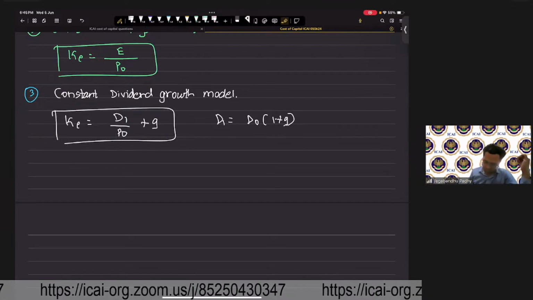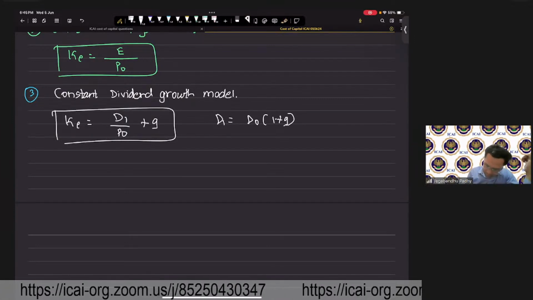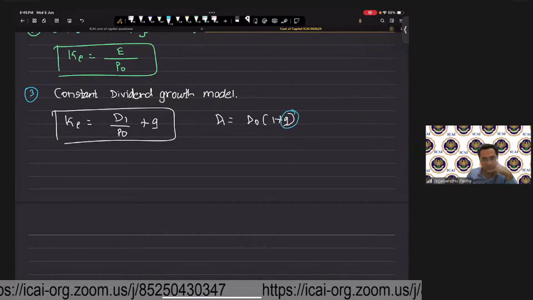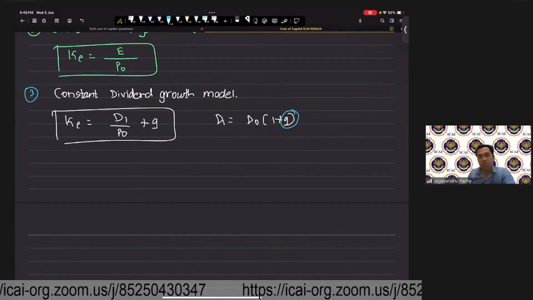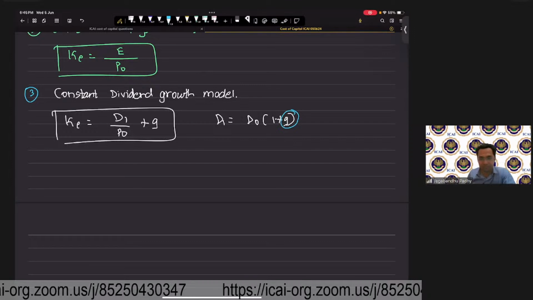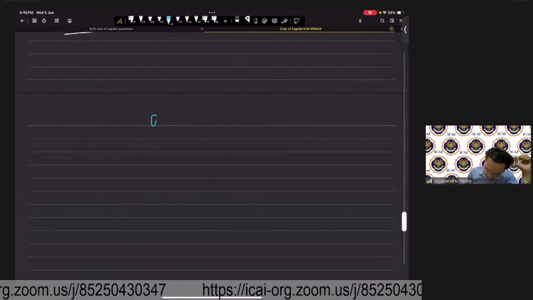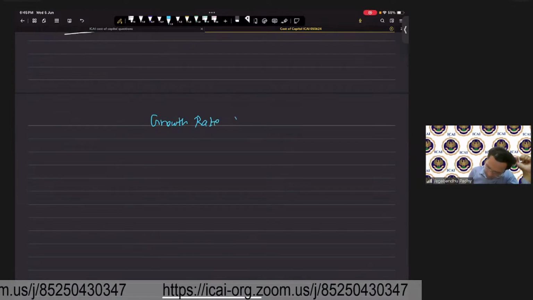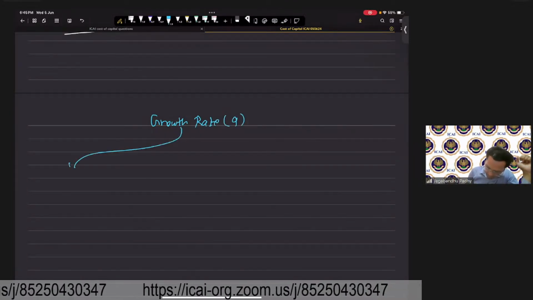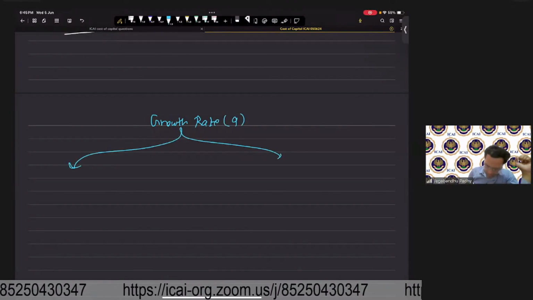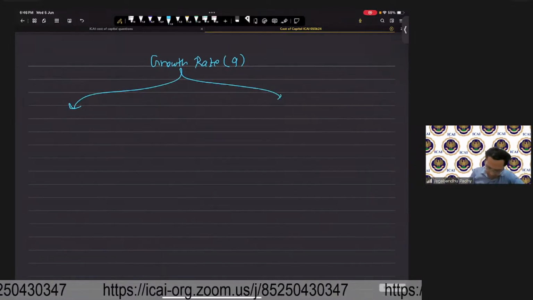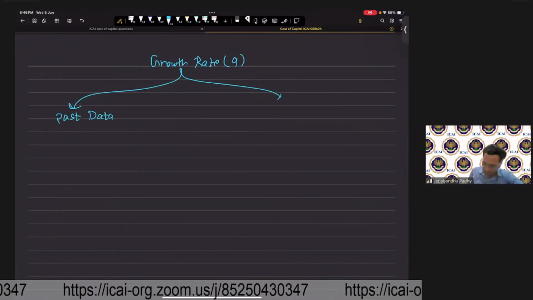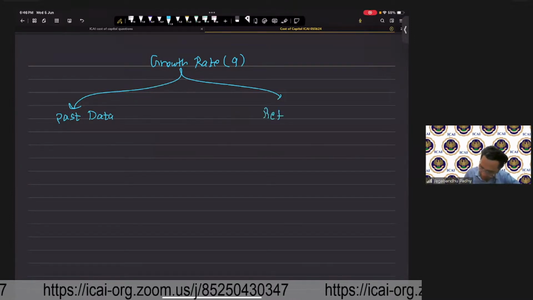Then the question arises, sir, how do you know what will be the growth rate? Well, this growth rate can be computed by two approaches. One is based on past data, and another is based on retained earnings.